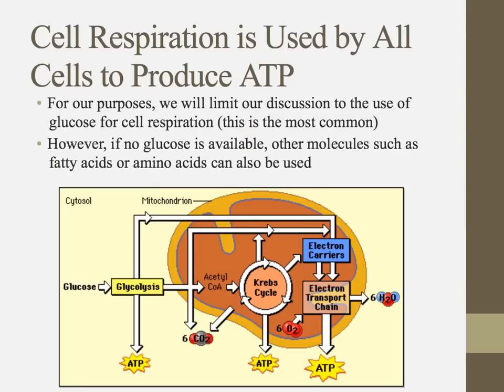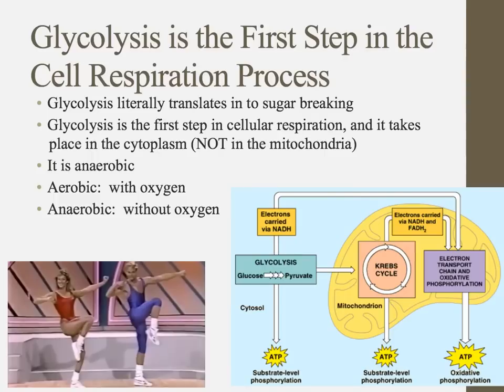So for our purposes, we're going to limit our discussion to the use of glucose as the starting molecule for cell respiration. It's not always the case, okay? We don't always have glucose immediately available. If we don't have glucose, remember glucose is plan A. If we don't have glucose, we can use fatty acids or amino acids, but that's really kind of a last resort. Okay, so let's talk about this word glycolysis.